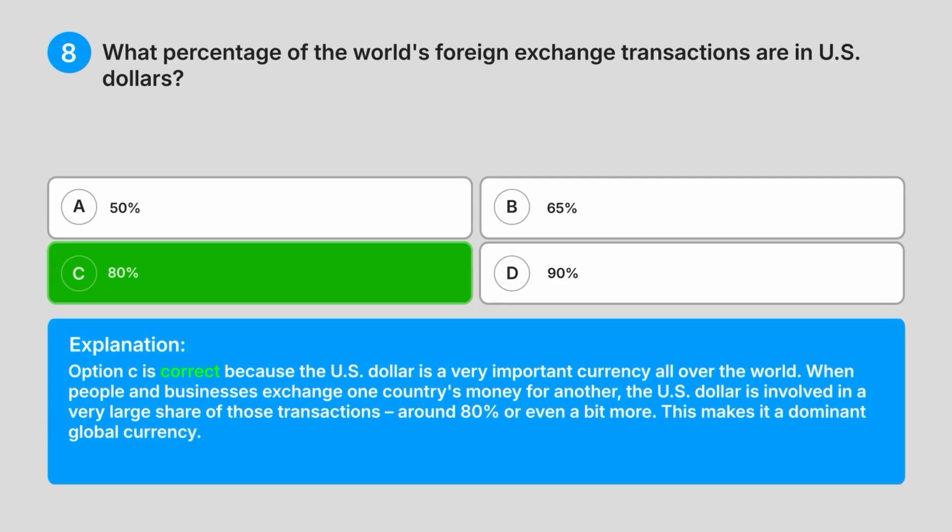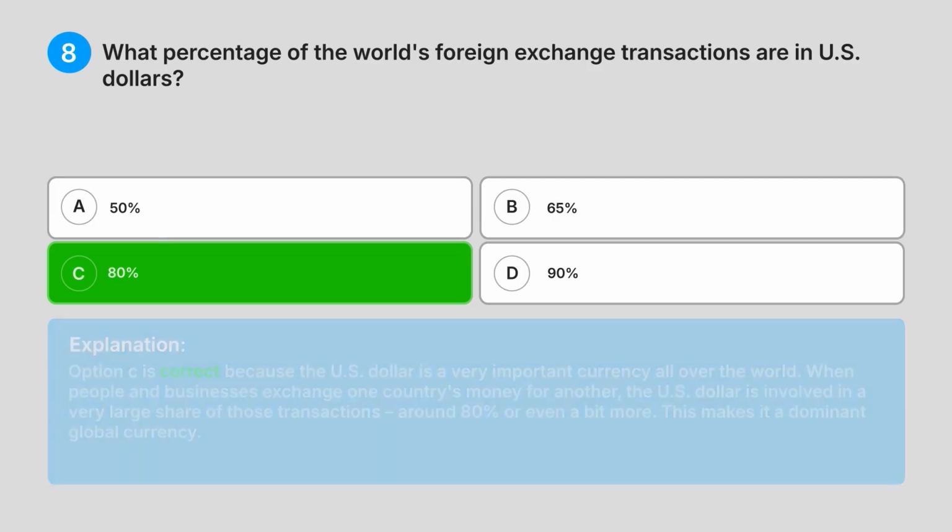Explanation. Option C is correct because the US dollar is a very important currency all over the world. When people and businesses exchange one country's money for another, the US dollar is involved in a very large share of those transactions, around 80%, or even a bit more. This makes it a dominant global currency.